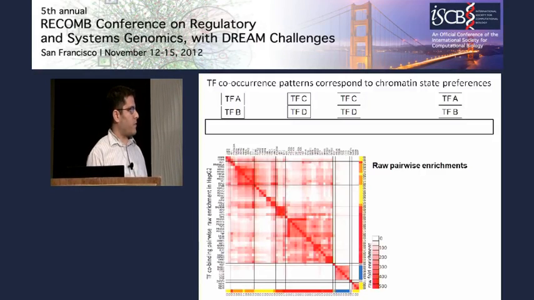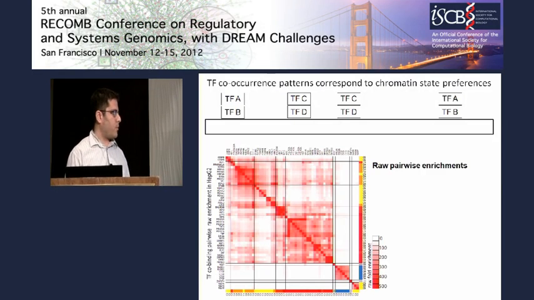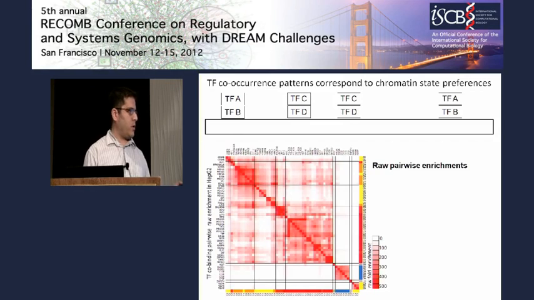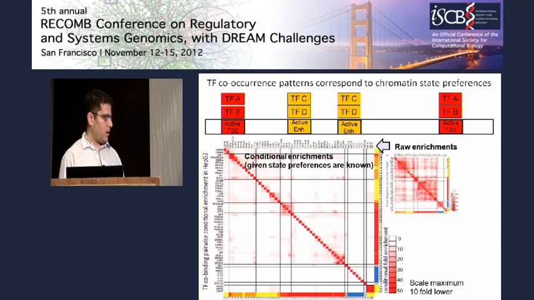So this led us to ask the question, what happens if we condition on the factor's chromatin state preference? What happens then to this pairwise enrichment matrix? So this is along the lines of what Saurabh mentioned in Fly, but we're going beyond just conditioning on DNA accessibility, and we're using the full chromatin state information, including DNase and histone modifications. And you can see that now our scale of enrichment goes down to 50-fold, and pretty much all the structure that we observed previously is lost and can be explained by the chromatin state preferences of each factor individually.